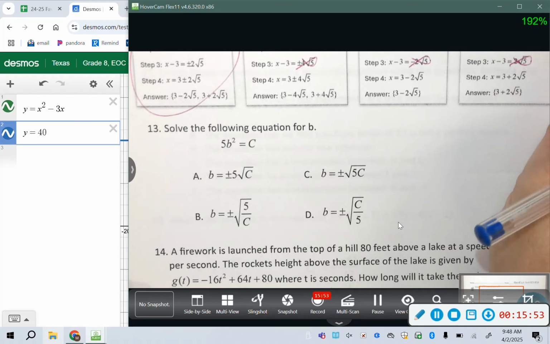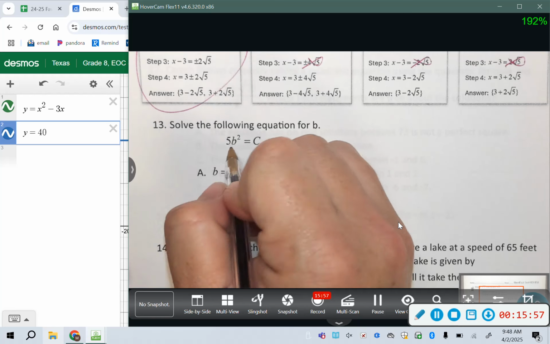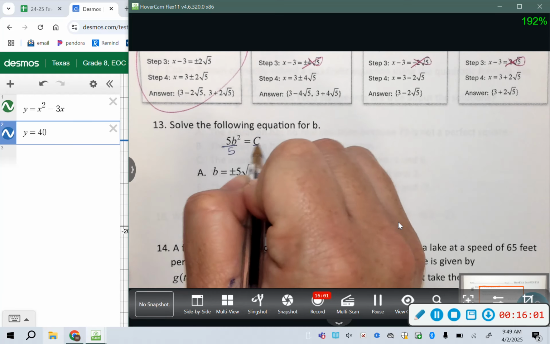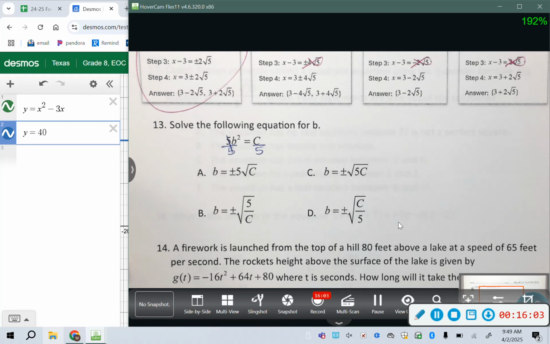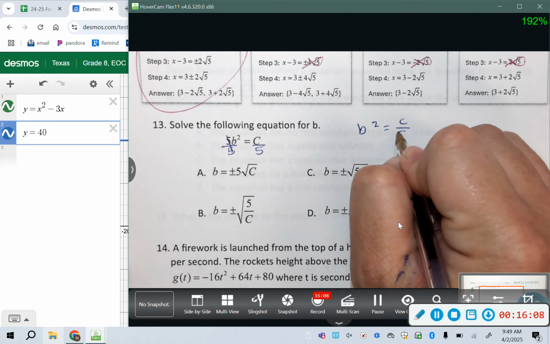Okay, let's look at number 13. Solve the following equation for B. Well, if we want to find B, that means we need to get rid of the 5. So we have to get what's squared alone. So divide both sides by 5. We're doing the square root method. We have to get what's squared alone. So we get B squared equals C over 5.